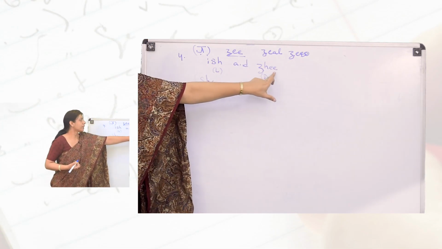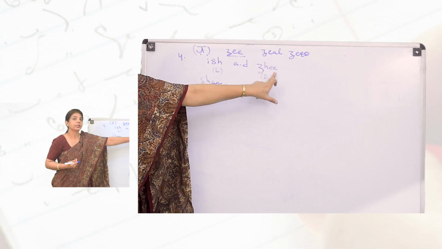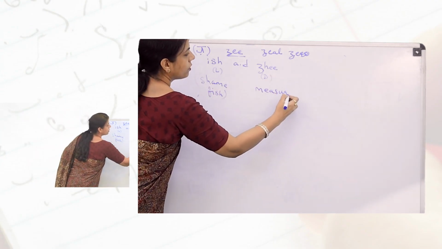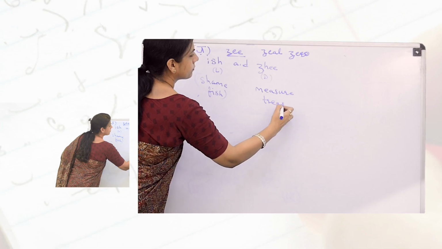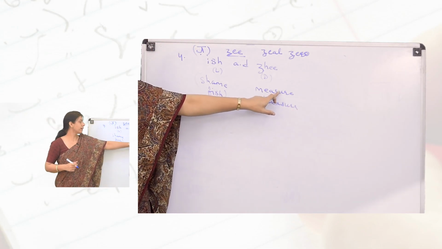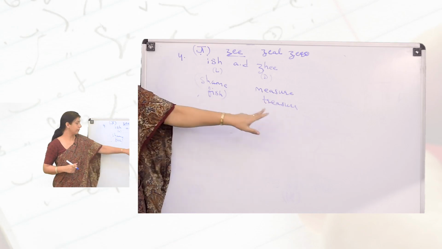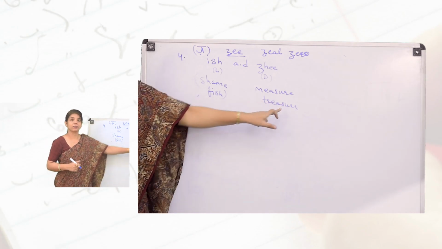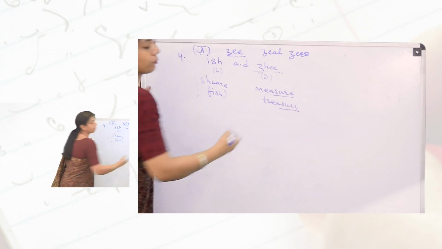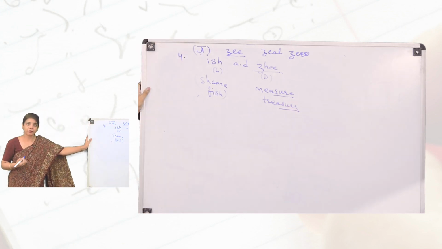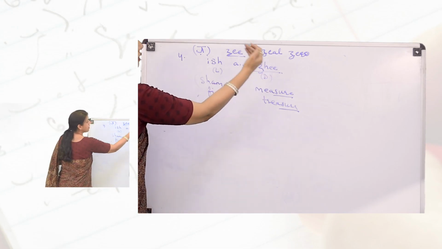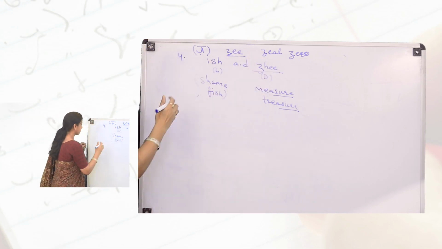But then what is the meaning of this sound? G. Now if you know these words, how do we call this word? We call it measure, treasure. So basically this is the G sound. Measure, treasure. So this is the difference between Z and G.